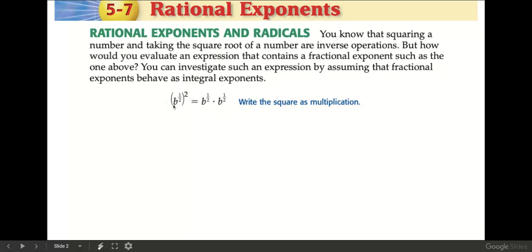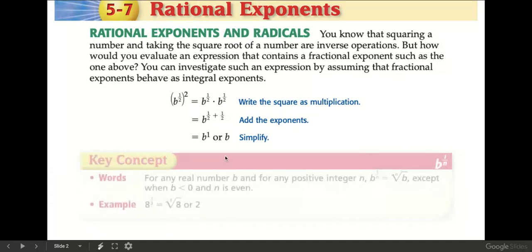So let's take a look at b to the 1/2 power, to the second power. If I'm squaring b to the 1/2 power, really that means b to the 1/2 power times b to the 1/2 power. And I know by my exponent rules, whenever I multiply two things with the same base, I can add up their exponents. So 1/2 plus 1/2 is 1. That'd be b to the 1 power, or just b.